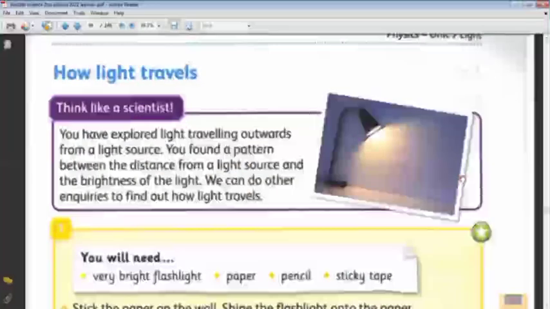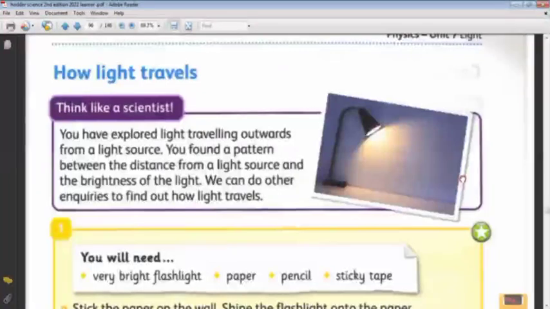Now we'll talk about how the light travels from the light source. He tells us here that you have explored light traveling outwards from a light source. We see the light come out from different light sources, like the flashlight, like the sun, like the candle. All these things we can see the light traveling from.